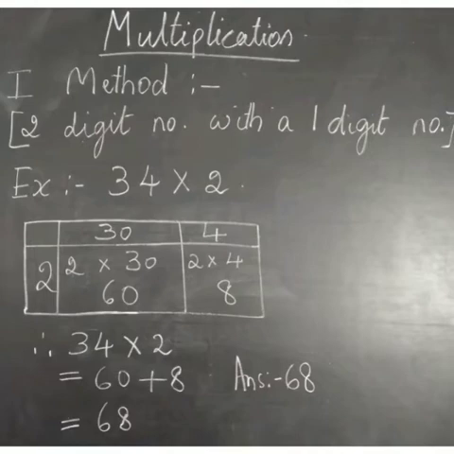Now you multiply 2 with 30. So you will get 60. Then 2 and 4 you have to multiply, you will get 8. So your answer for 34 multiplied with 2, you have to add 60 and 8. So you will get 68. Your answer will be 68. This method, stepwise, he has explained to you in the textbook.